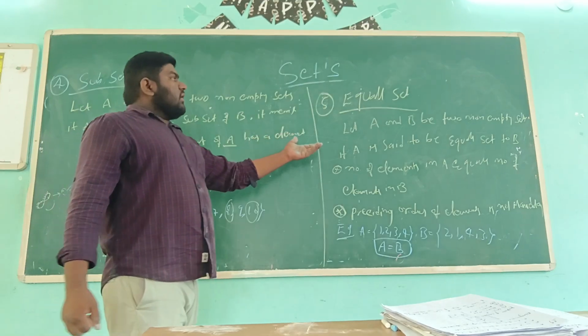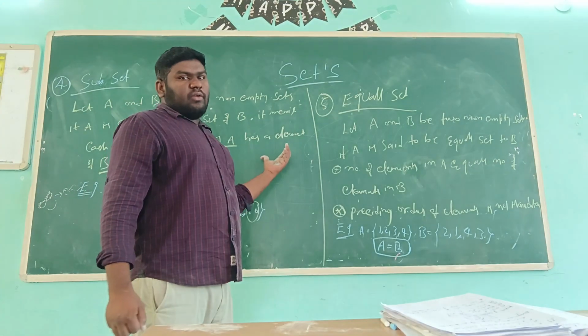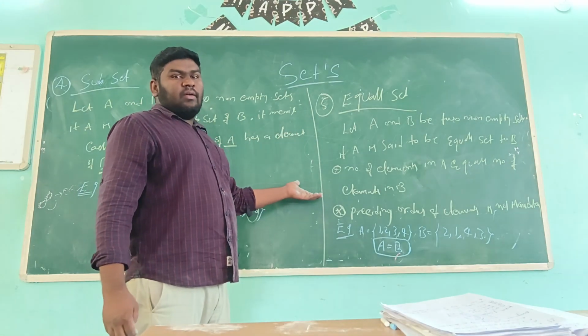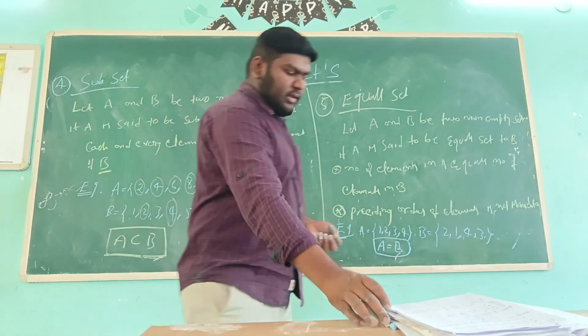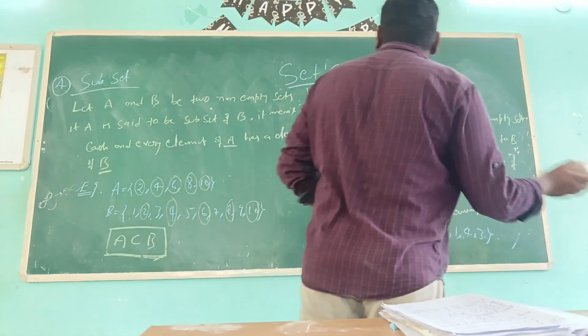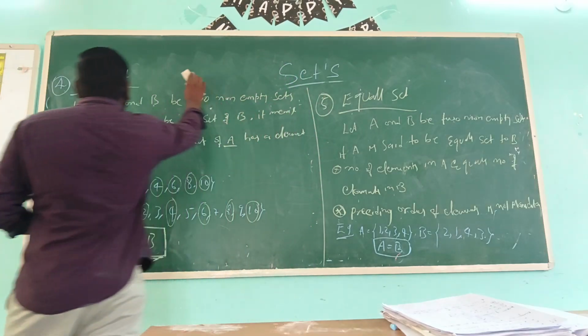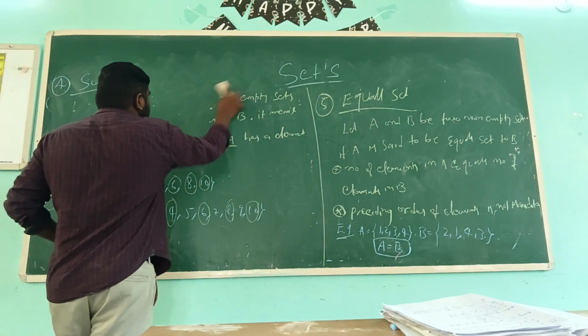Now every equal set is a subset. Understood? This is one key point to observe here. Then last one, sixth, we will go for the universal set.